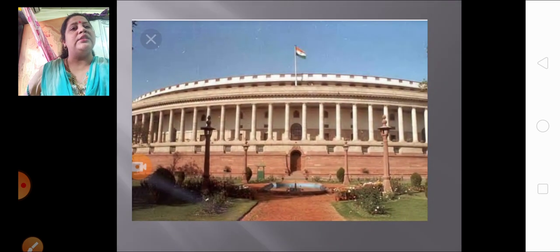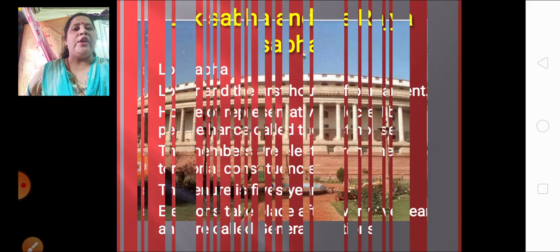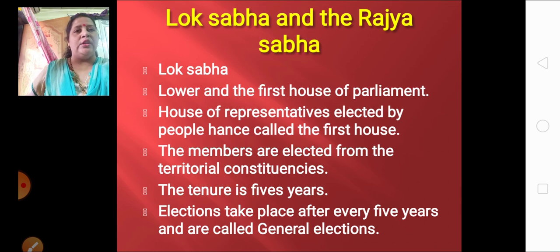Now this is our parliamentary house in New Delhi. Now we are going to learn about the parliamentary house which has the Lok Sabha and the Rajya Sabha. We are going to learn in detail what this Lok Sabha is and what this Rajya Sabha is. Firstly, we'll talk about the first house, that is the Lok Sabha. Lok Sabha is also called the lower and the first house of parliament.